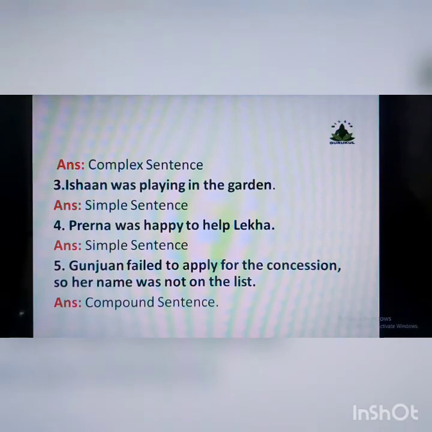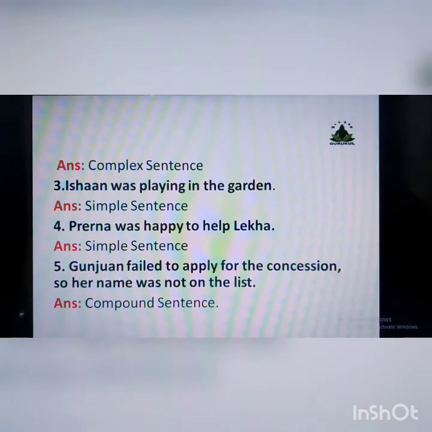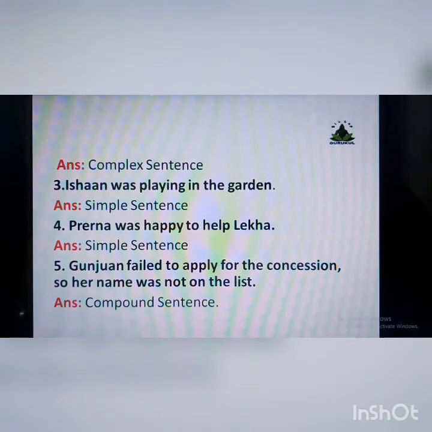Now, let's see the fifth sentence. Gunjan failed to apply for the concession, so her name was not on the list. This is an example of a compound sentence because it has one simple sentence, Gunjan failed to apply for the concession, and another simple sentence, her name was not on the list, and these two simple sentences are joined by a coordinating conjunction. So this is an example of a compound sentence.